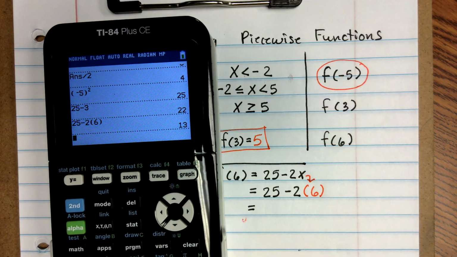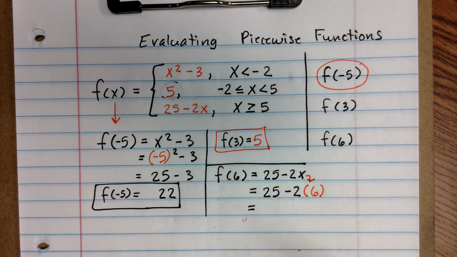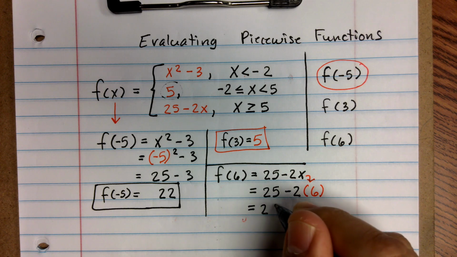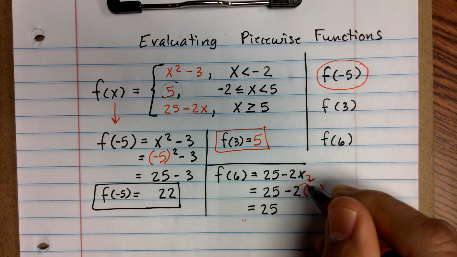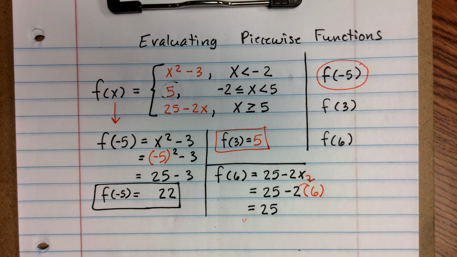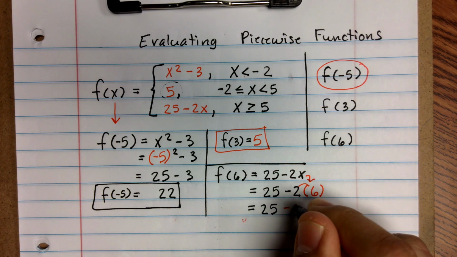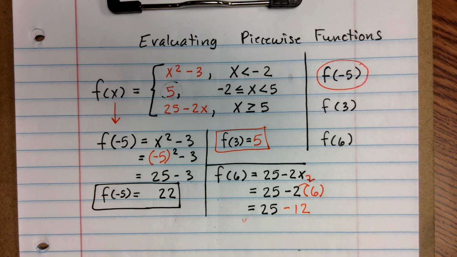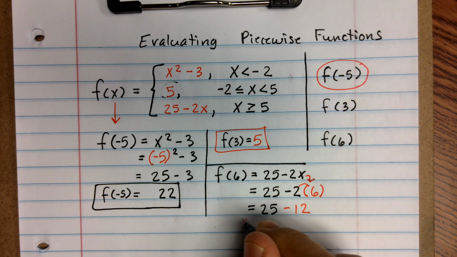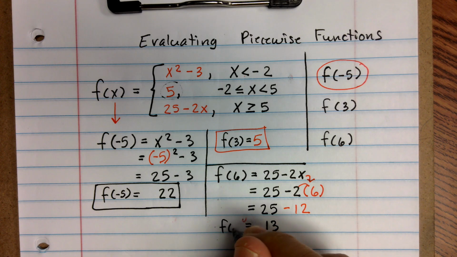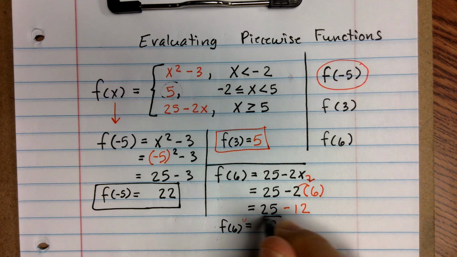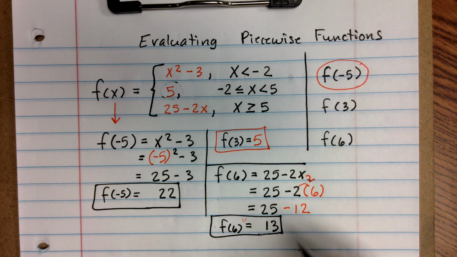But if your teacher tells you, hey, I want you to work these out by hand, well, at this point, what I would do is show that I brought down the 25, I distributed my negative 2 times 6, which would have given you negative 12. And then when you do the subtraction, 25 minus 12, it leaves you with 13. So f of 6 is equal to positive 13. And that's how you evaluate a piecewise function.